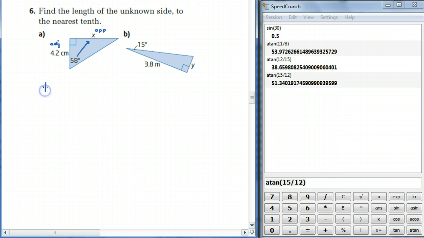tangent ratio. So tan of 58 degrees, and don't forget that degree sign, because if you don't write the degree sign, you're indicating that you're working in radians, is equal to x, which is the opposite, divided by 4.2, which is the adjacent.